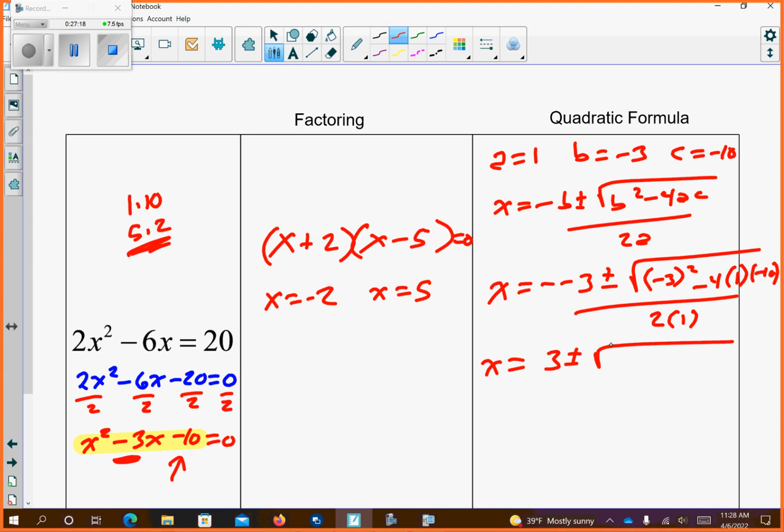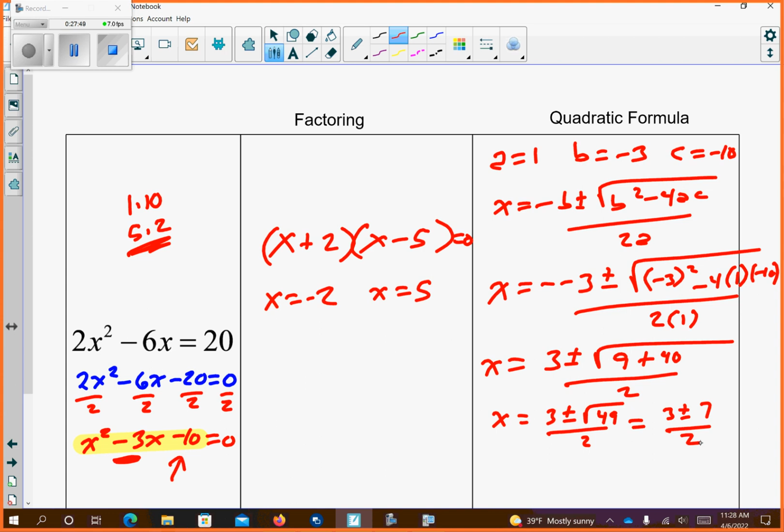Negative 3 squared is guaranteed to be? Negative 3 times negative 3 is guaranteed to be? Positive 9. Your calculator may show you it's negative. It's not. You know that's wrong. All right, negative 4 times 1 is negative 4. Negative 4 times negative 10 is positive 40. That's the square root of 49. What's the square root of 49, my friends? 7.